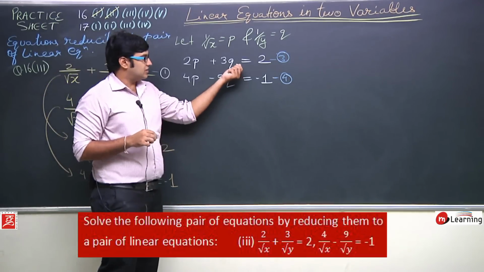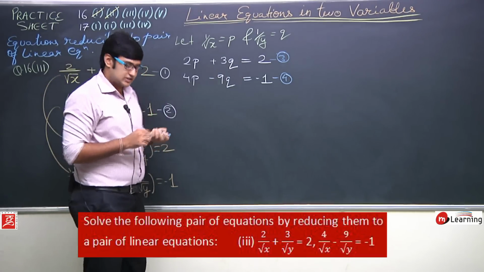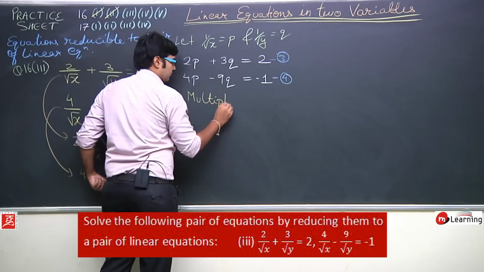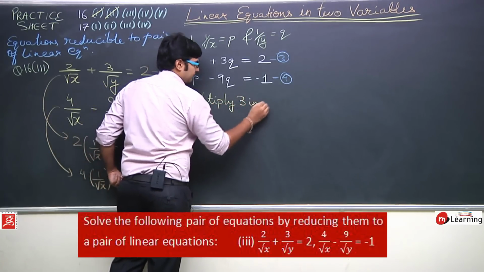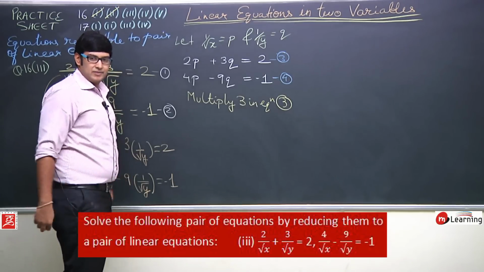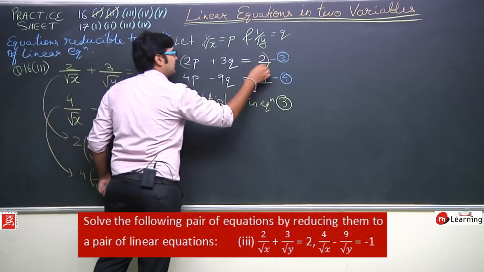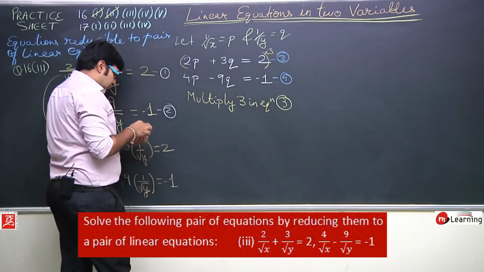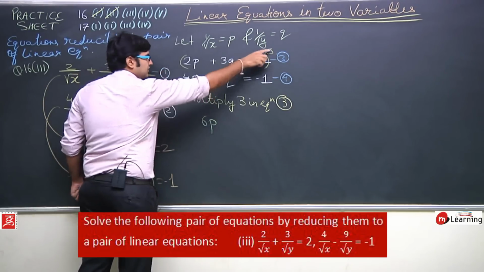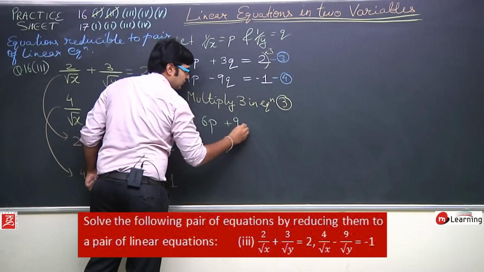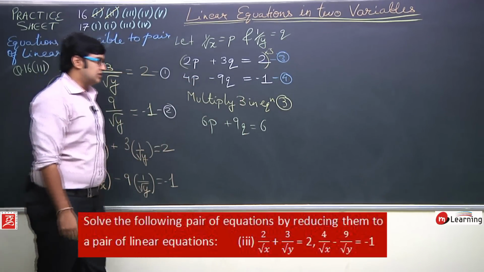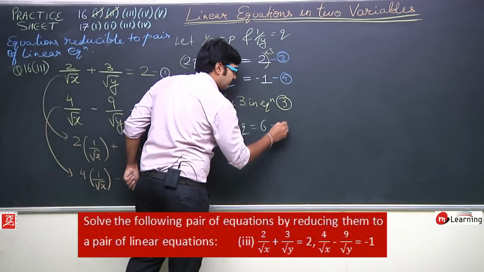So we will multiply 3 in this third equation. इक्वेशन 3 में 3 का मल्टीप्लिकेशन करते हैं. So multiplying this equation by 3, then you will get 3 into 2 is 6, 3 2s are 6p, then 3 3s are 9, so 9q is equals to 3 2s are 6. Okay, so this will be equation number 5.